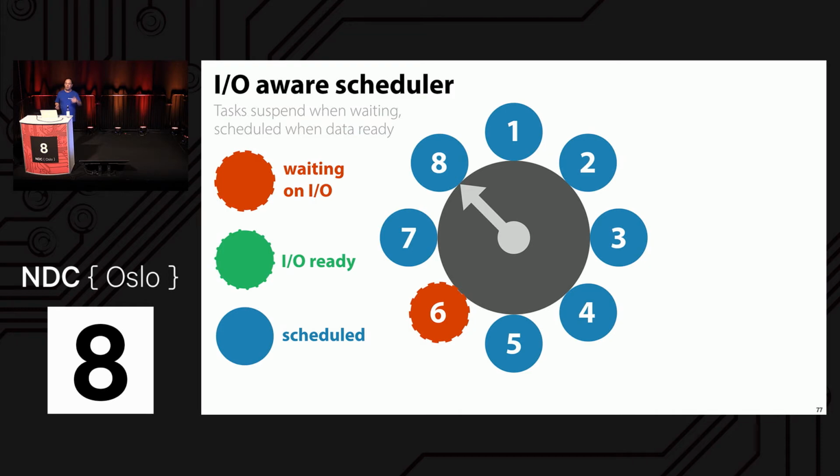So it will skip a task which is waiting on I/O, but then when the data becomes available, we can immediately go back and run that before proceeding. So it enables us to be smart about scheduling, which enables us to reduce the latency. Okay.